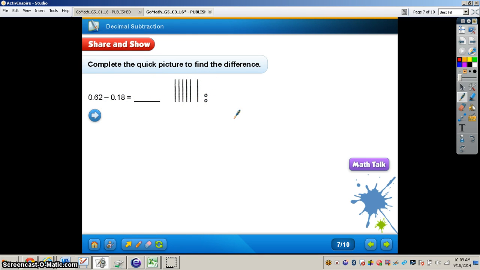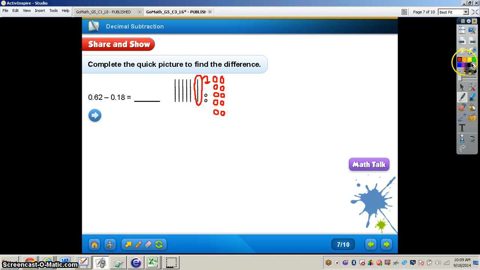So the first thing we need to figure out, we need to take away 8 of the hundredths away. Now there are only 2 right now, so what we will have to do is regroup. Okay, so we will circle this and make 10 of these. 1, and I want you to do this with me. 2, 3, 4, 5, 6, 7, 8, 9, 10. Okay, so now we have 12 hundredths. You can take away 8 from 12.